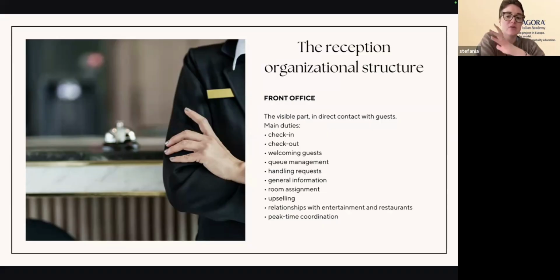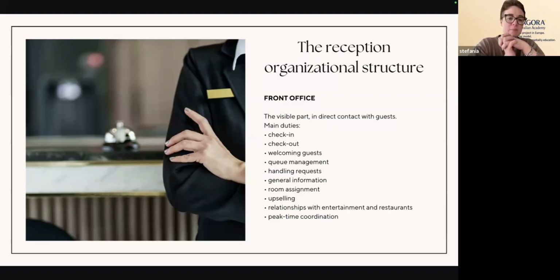So these are just the main duties of the front office. But as I said last time, you know that in the front office, you do a lot of things. Sometimes in small hotels, when you are at the front office, you don't just do check-in and check-out, but you manage reservations, you take telephone calls, you answer the email. Sometimes you also make coffee and cappuccino for the guests. And so there are a lot of things done at the front office.